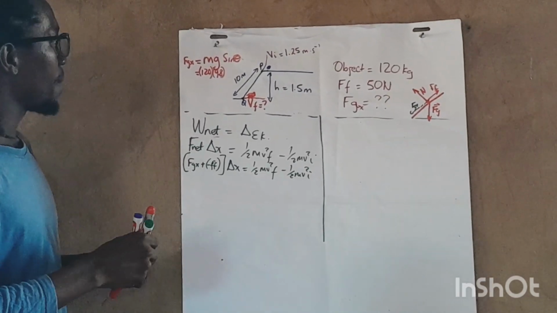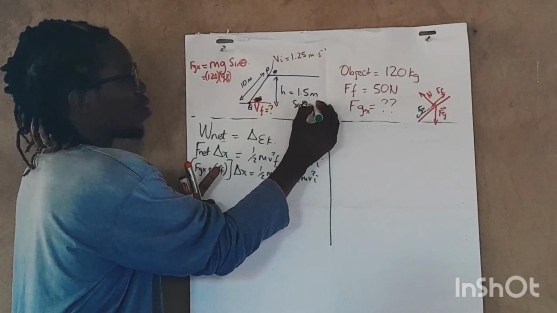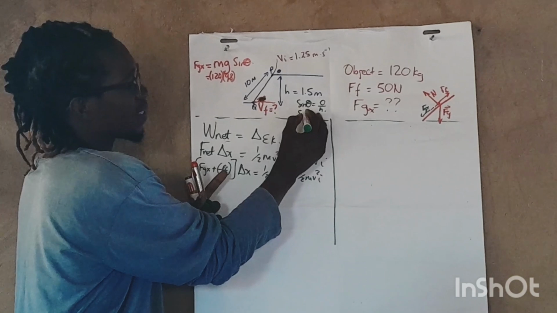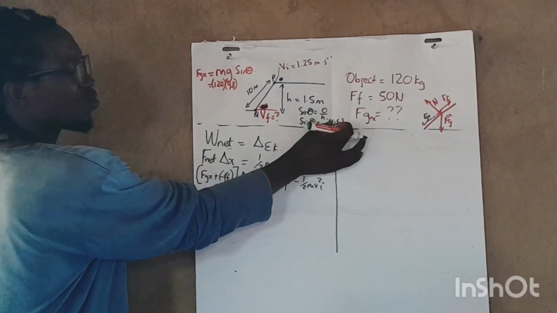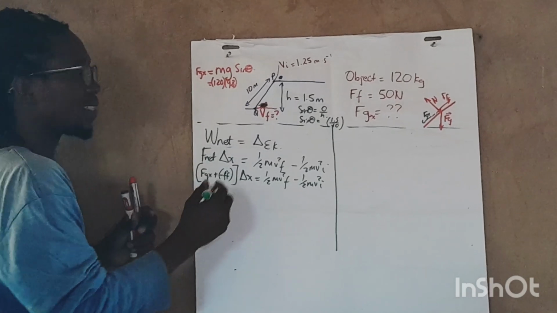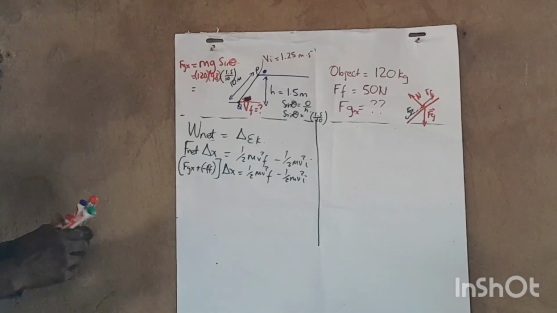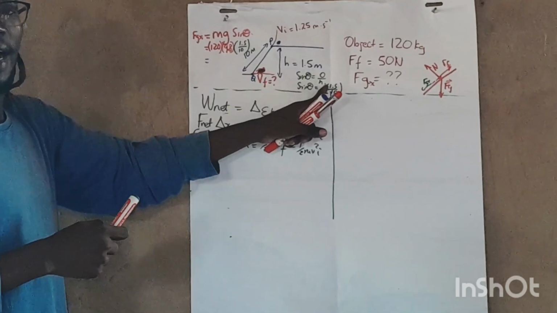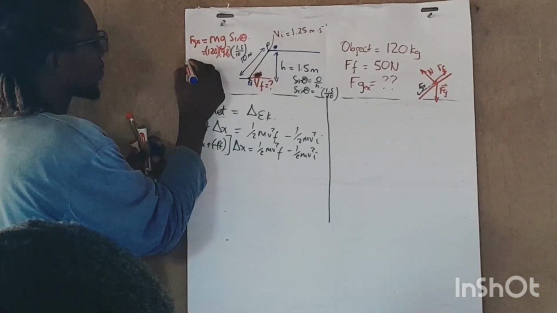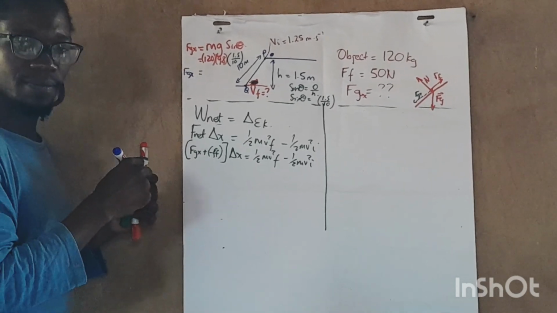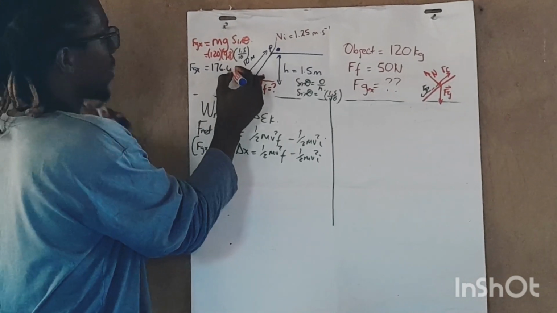And what about the angle, sine of theta? You know that sine of theta is equal to opposite over hypotenuse. The opposite is 1.5 and the hypotenuse is 10. So we substitute 1.5 over 10 here instead of writing sine theta. So what we are going to have for Fg at x is 176.4 Newtons.